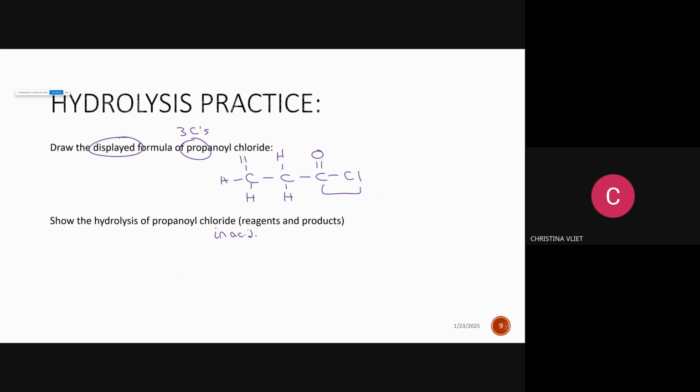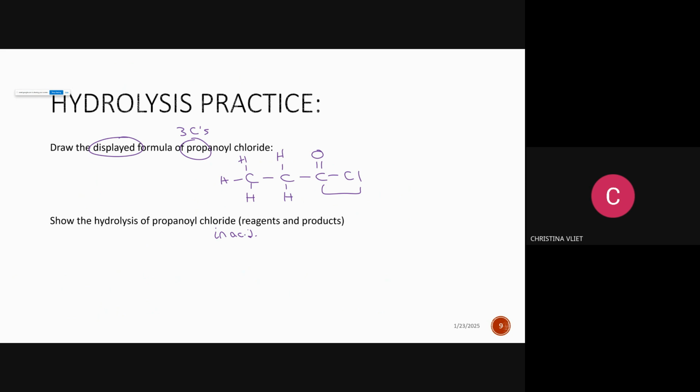Because this only has 4 valence electrons and cannot break the octet rule due to it not having access to d orbitals. And that's no, no carbon with 6 bonds. Don't do it. So this would be it for propanoyl chloride. Now show the hydrolysis of propanoyl chloride, and I'm gonna say to do it in acid.